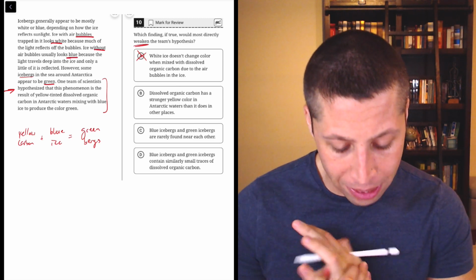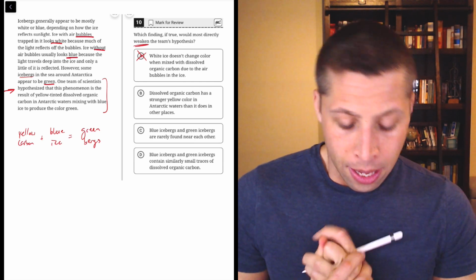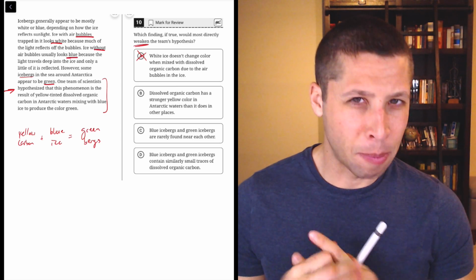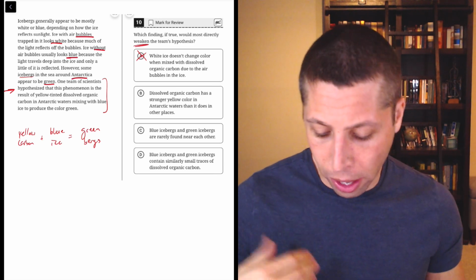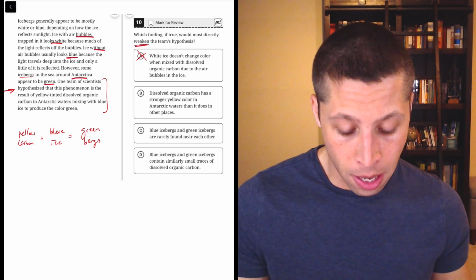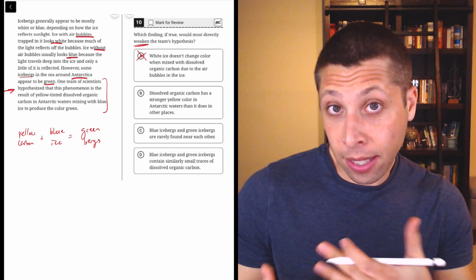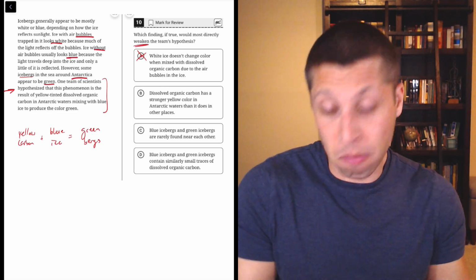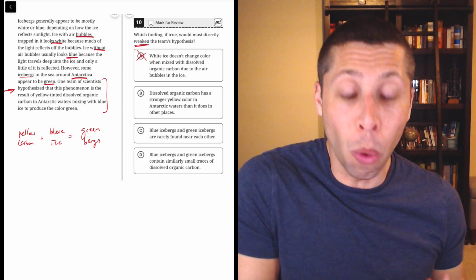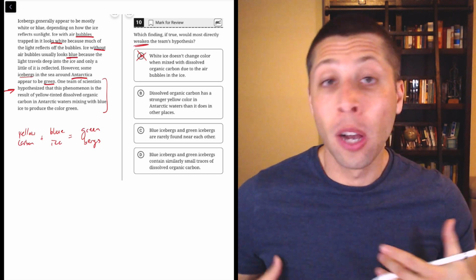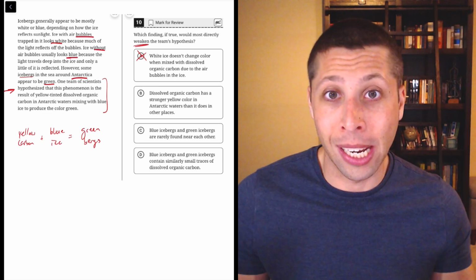B, dissolved organic carbon has a stronger yellow color in Antarctic waters than it does in other places. It might be a stretch, but this feels like it's maybe supporting the hypothesis a little bit, right? Because they're saying specifically that Antarctica is where the green icebergs happen. So if there was more of this yellow carbon in Antarctica, then it seems like that's adding to our equation, right? It's saying then that's more likely to produce the green icebergs because there's more of this yellow carbon in this specific area, whereas other areas probably don't have as much yellow carbon, according to this choice, and therefore probably don't have the green icebergs.